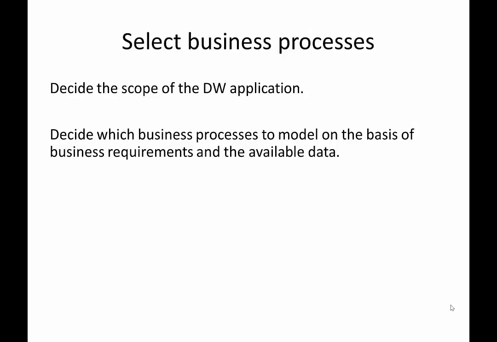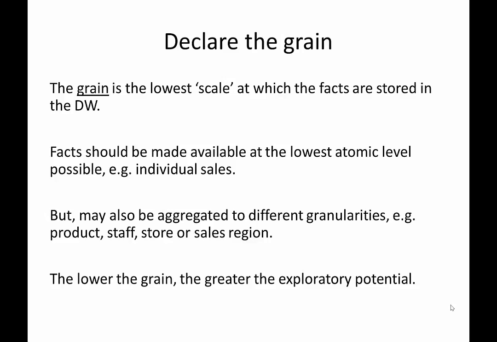What is the scope of the data warehouse? Is it going to cover the entire organization? Often not good to do because it's too complicated. Start with a small one, a department or something like that, and then move up and expand the system to other systems. So basically, it's deciding which business processes to model on the basis of business requirements and available data. Simple as that. Basically, scoping out what you're going to do.